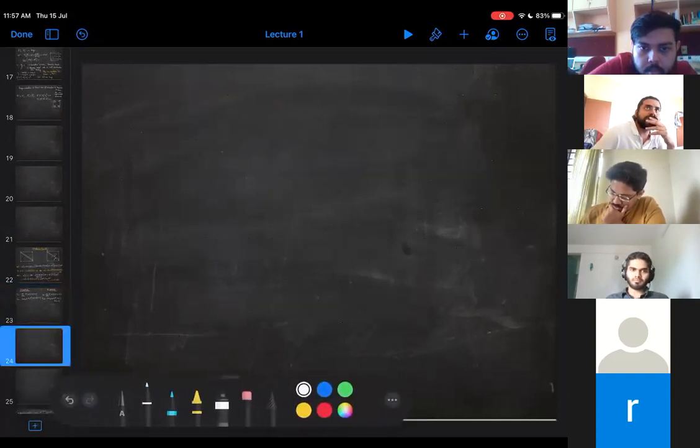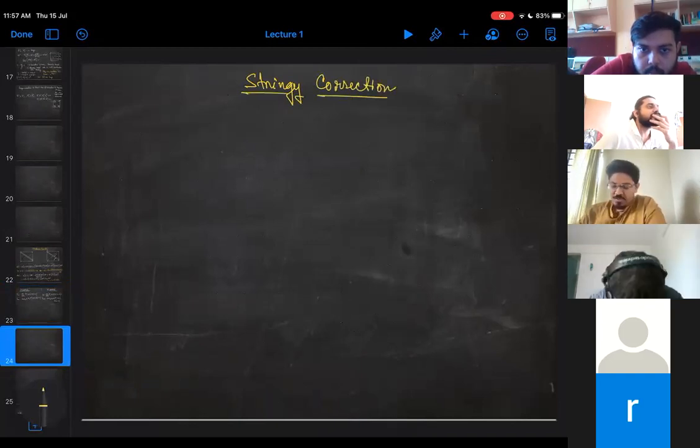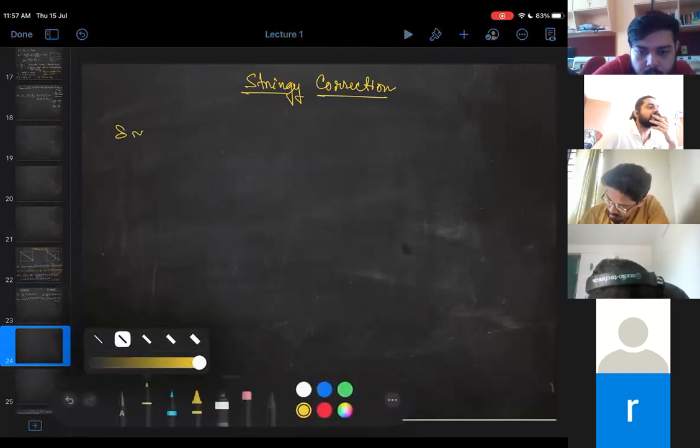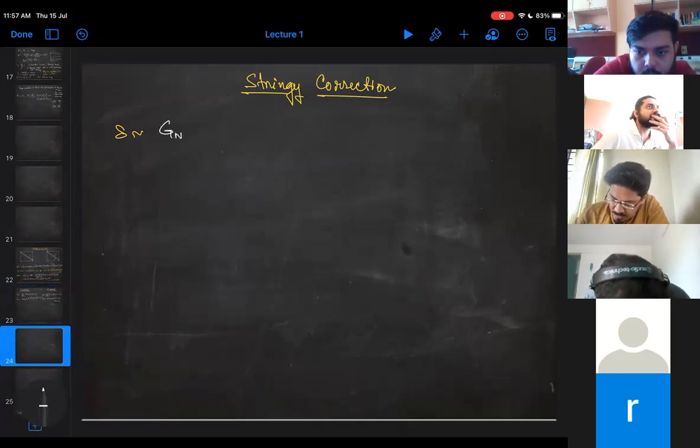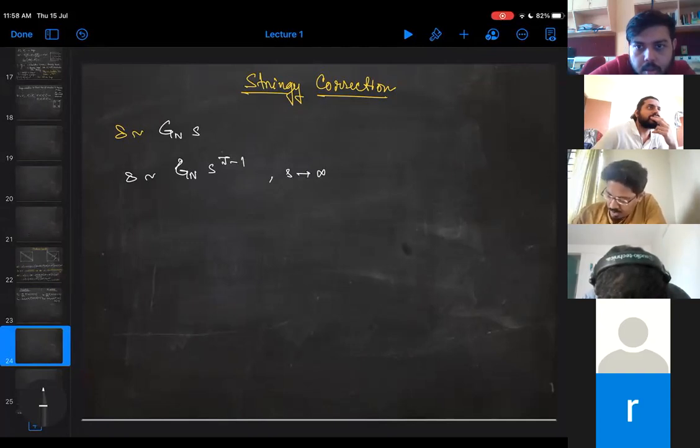So let me comment on this string correction now. Here we roughly have this delta, which goes as G Newton times S. That is because we only considered this graviton exchange diagram near the horizon. If you allow for higher spin exchange, then it essentially becomes G Newton times S to the power J minus 1. And we are working in the regime where this goes to infinity. So now once you allow for higher spin, you cannot actually truncate. You have to consider the sum over the entire higher spin exchange.